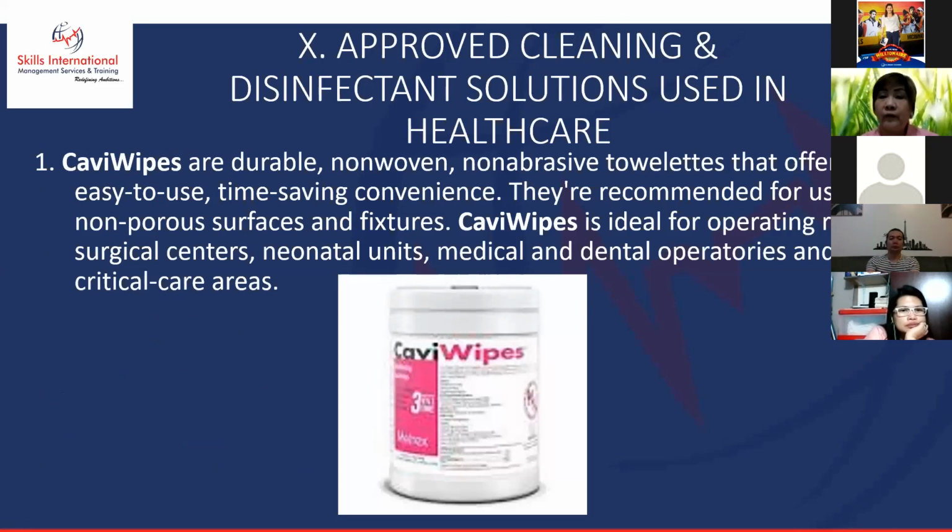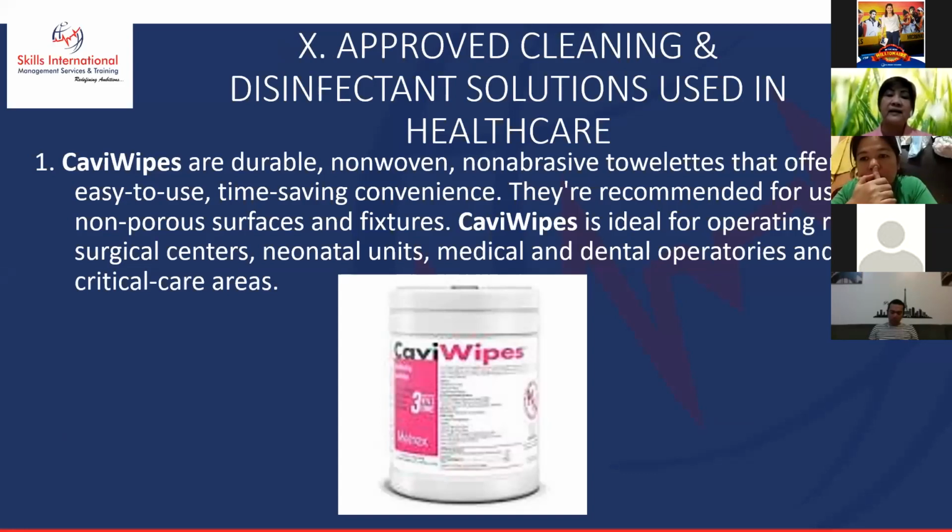All of these cleaning and disinfectant materials have a list, and it came from the Department of Health. Only those which are approved are the ones we are going to use for cleaning in a healthcare facility. For example, number one, we have the cubby wipe. This is the most common now, aside from the cloth material that we were using. This is the trademark which is available in all our healthcare facilities.